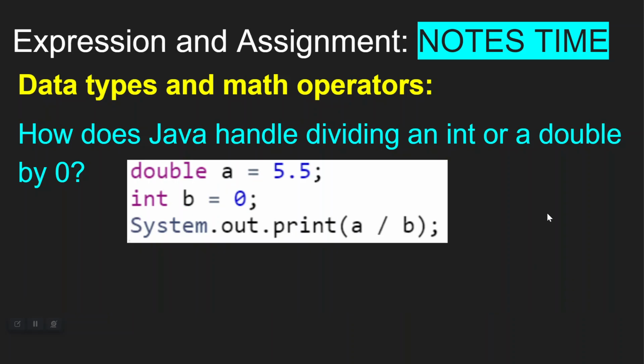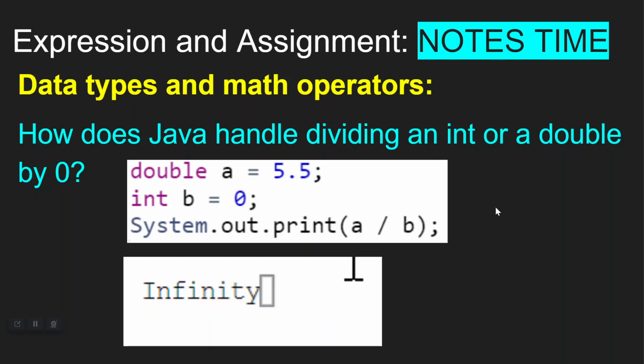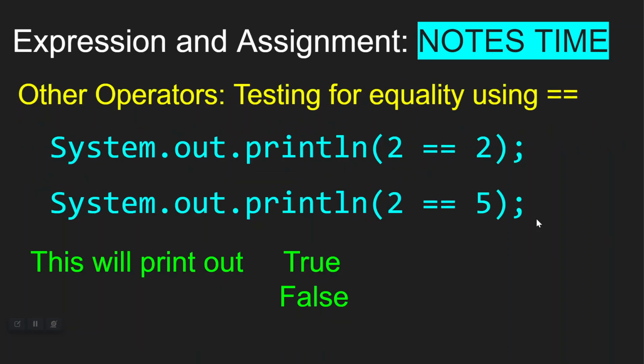What happens if we turn our numerator here into a double? So what if we try to divide a double by 0? What do you think is going to happen this time? Let's go ahead and find out. You don't get an error message, but you do get infinity. So again, dividing by 0 will result in these kind of strange and unique responses.